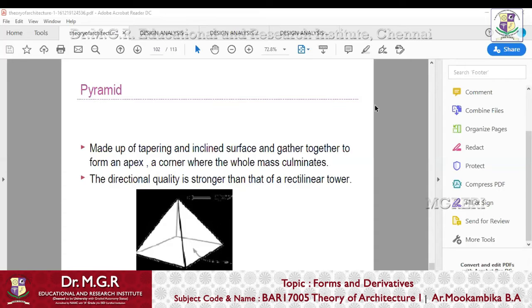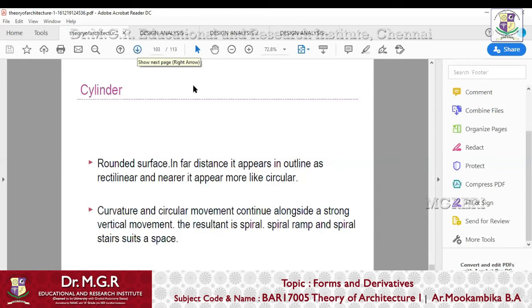tower. See, for example, consider the great pyramids of Egypt and as well a vertical high-rise tower. See the difference, feel the difference. The direction towards the sky, it has a directional quality, and it is emphasized more in a pyramid when compared to a rectilinear tower. So now we'll go to the cylinder.